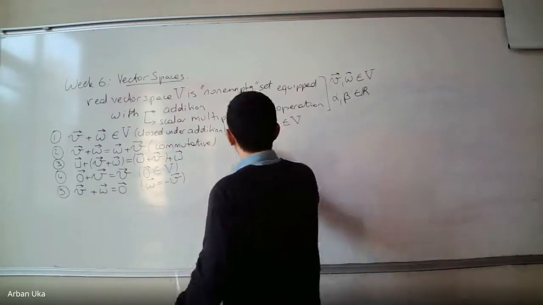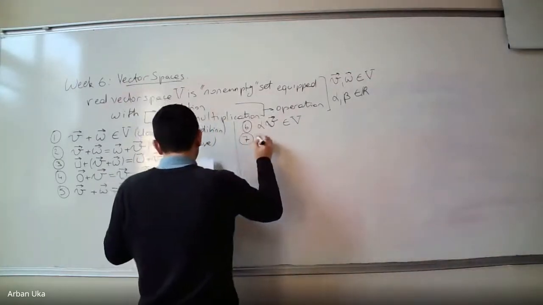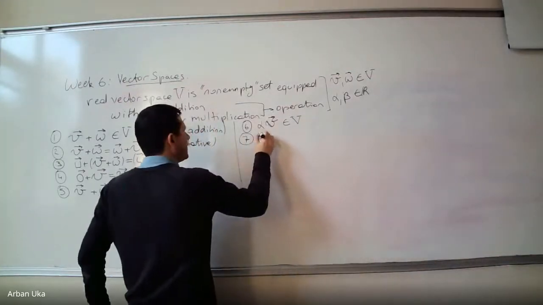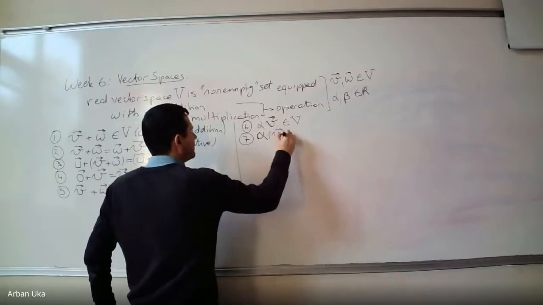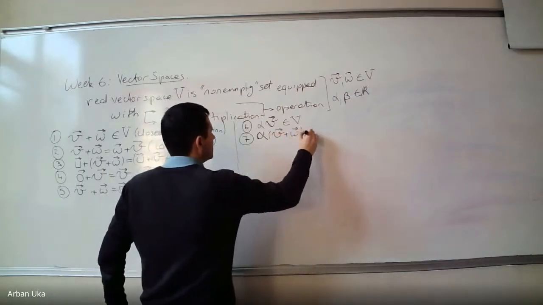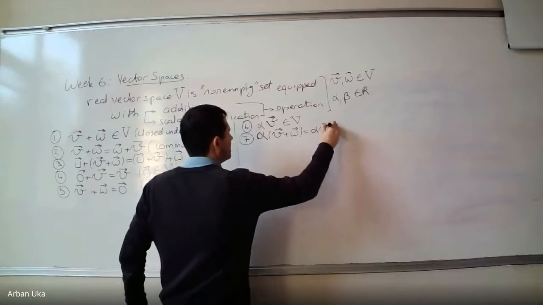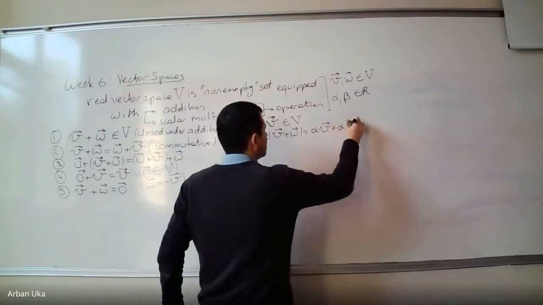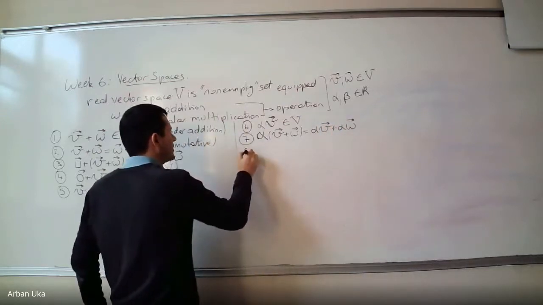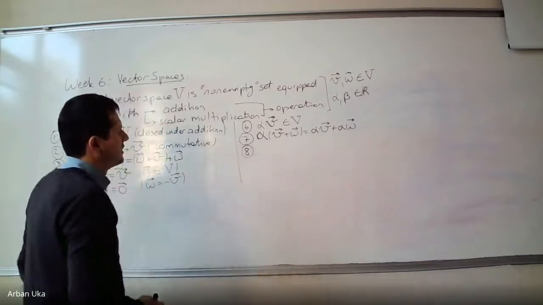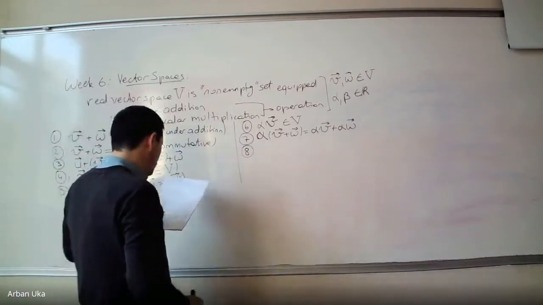The seventh property is the following. We have alpha times (V plus W). This should be equal to alpha V plus alpha W. This is also almost intuitive. We might expect this. And then the eighth property would be the following.